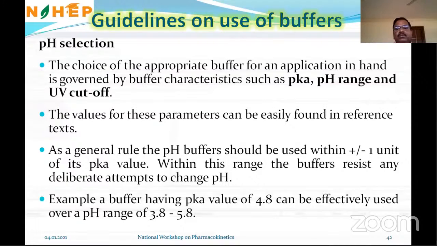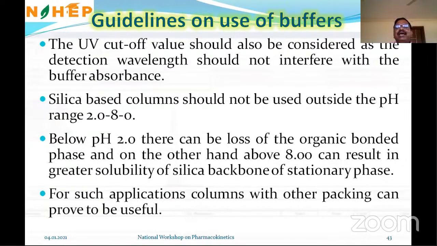For example, a buffer having a pKa value of 4.8 can be effectively used over a pH range of 3.8 to 5.8. In this range, we can use it. The UV cutoff value should also be considered, as the detection wavelength should not interfere with the buffer absorbance.